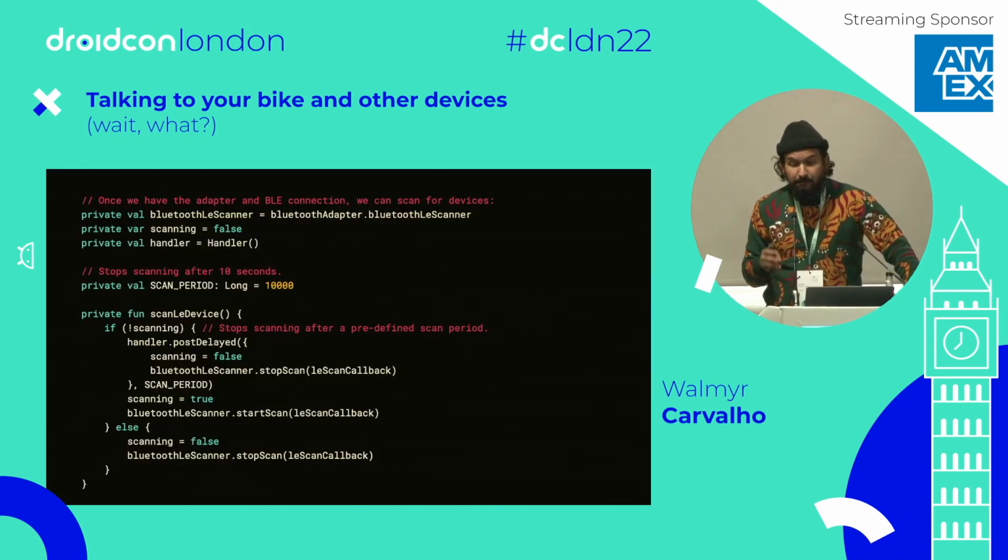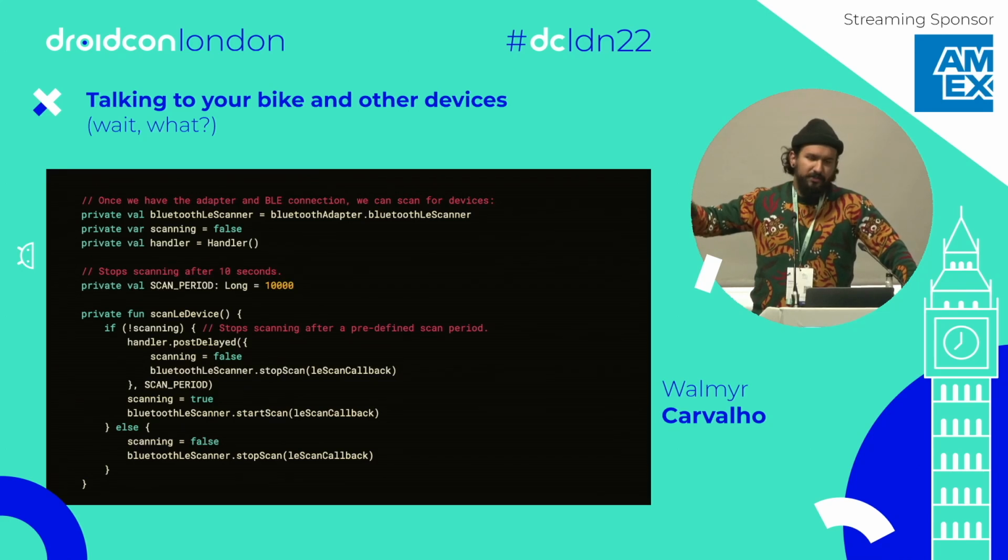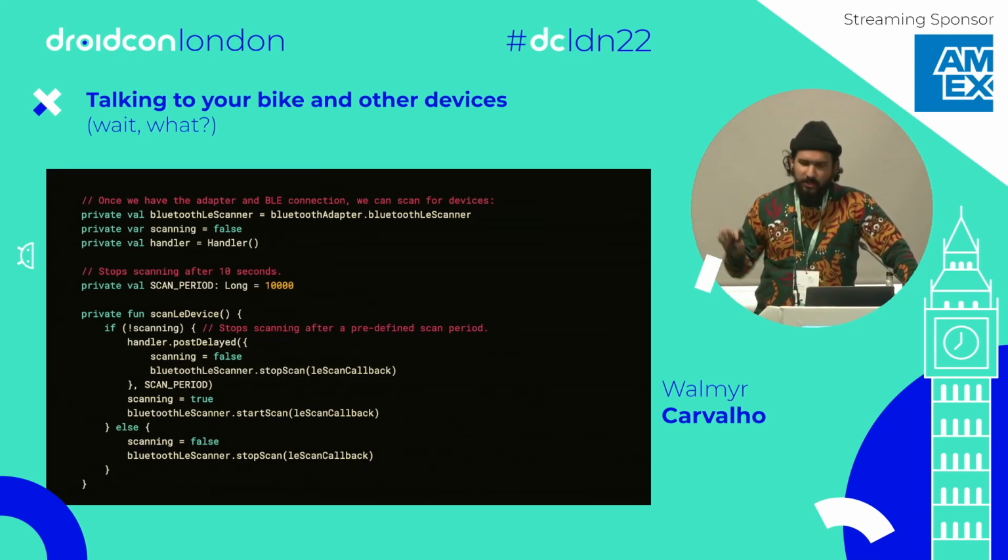And then, in order to find devices, you need to have some sort of scanner for them. So you have the Bluetooth adapter, which comes with a Bluetooth LE scanner. And this is just simple code from the documentation. I'm not doing anything fancy here, just demonstrating the topics and the concepts.